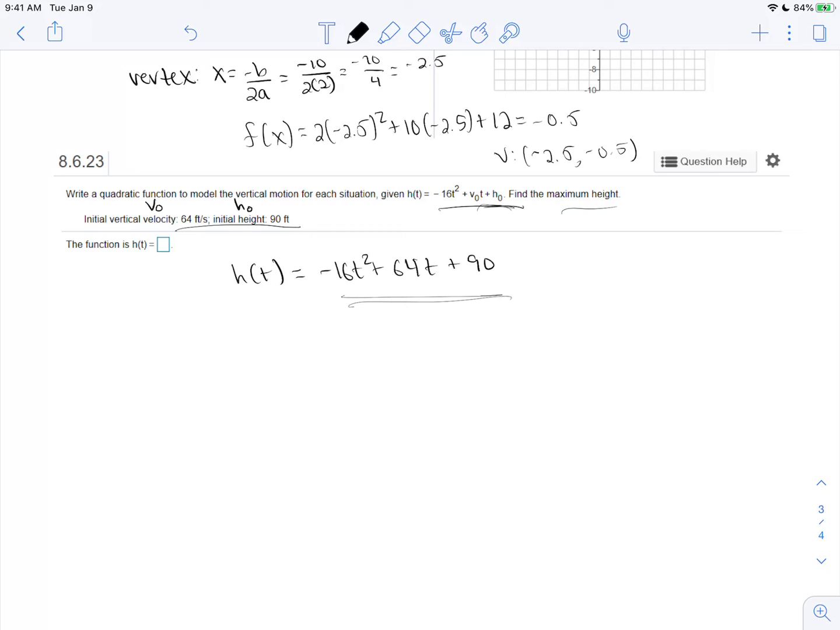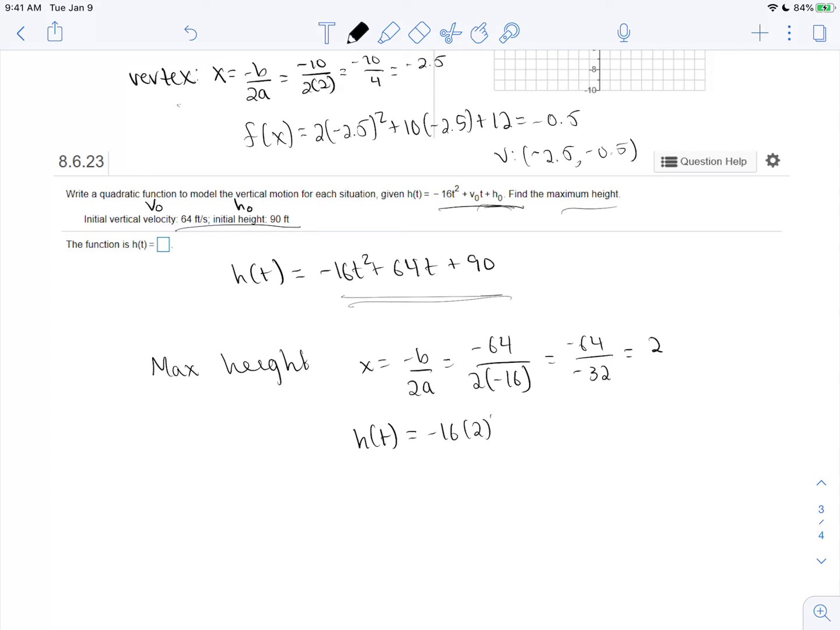Then it says find the maximum height. Well, to get the max height, again, we need to do like what we did up here. So we're going to do negative b over 2a. So that's negative 64 over 2 times negative 16. So that's negative 64 over negative 32, which is 2, right? I'm going to take 2 and plug it into my equation. Write that again. h of t equals negative 16 times 2 squared plus 64 times 2 plus 90.